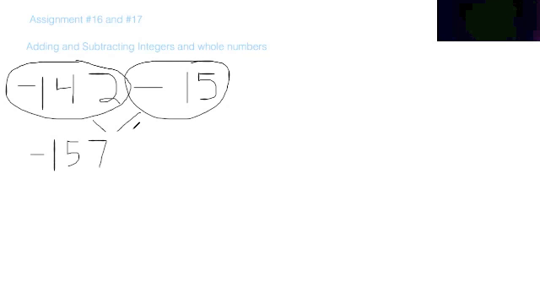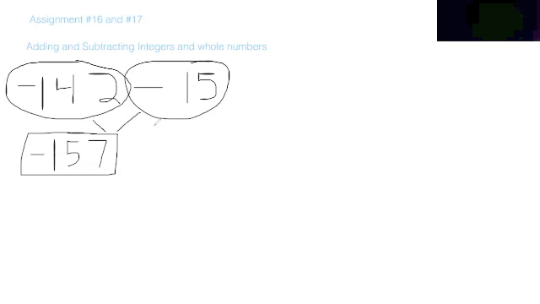So it's like those examples that we were talking about, like soldiers on the field. So if 142 soldiers go out into a battlefield, and then they run into 15 soldiers that are also negative, they're both on the same side. So they're both going to combine, and then they're going to join forces, and then it's going to be 157 negative. So that's one way to look at it. So 157.